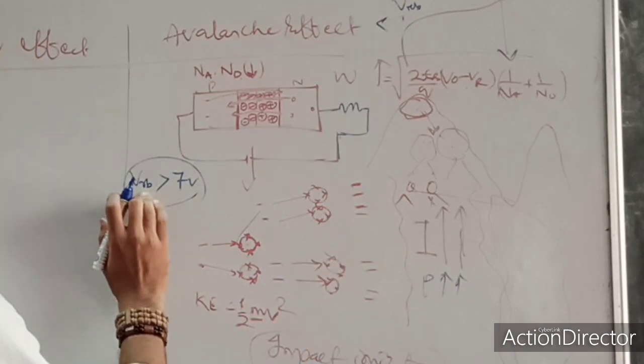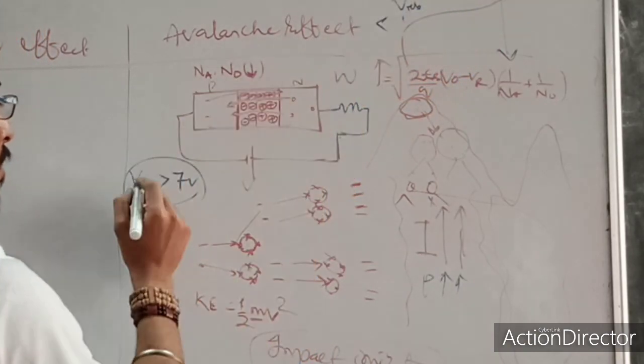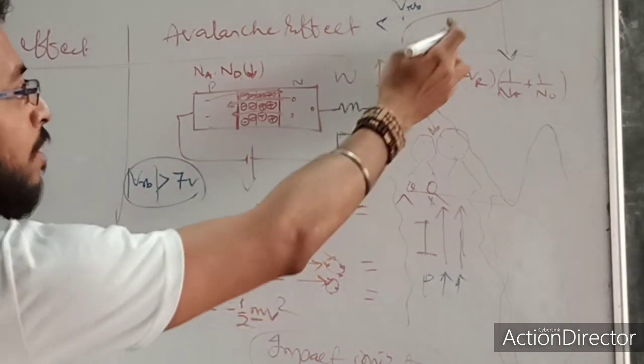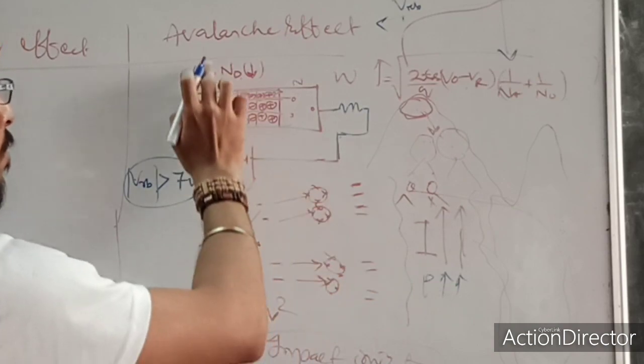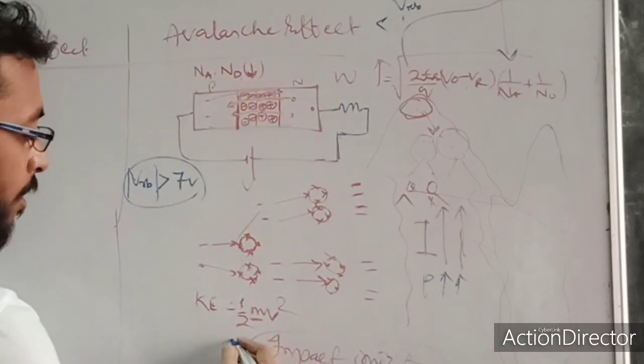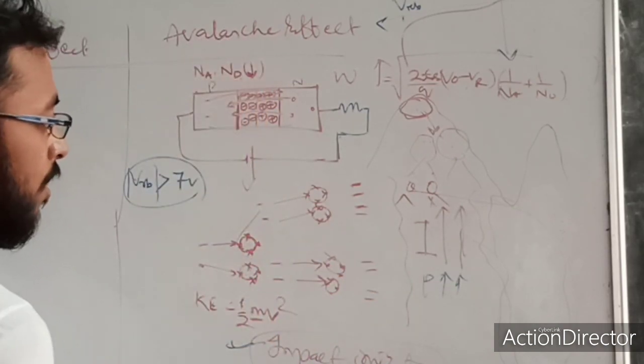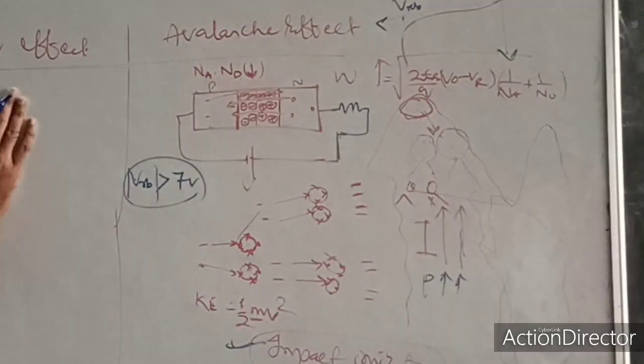So if we move this way, this is the mod, meaning the negative side voltage. If this voltage is greater than 7 volt, then this value will be high, and it will be the case of avalanche effect. And in the avalanche effect, the impact ionization process occurs. Okay, now come to the Zener effect.